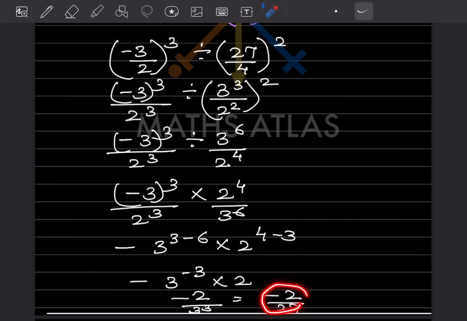So why did we write this one and not keep it here? Because they have said evaluate. Evaluate means you have to write the final answer.